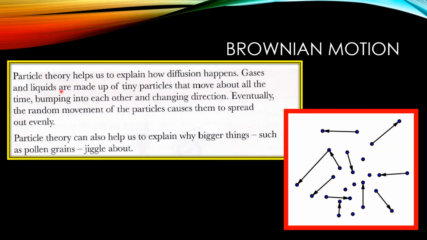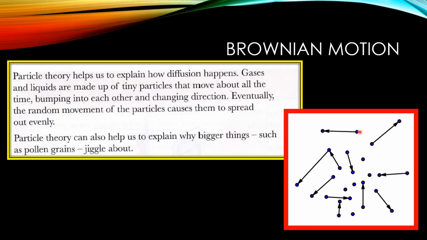Brownian motion. Particle theory helps us to explain how diffusion happens. Gases and liquids are made up of tiny particles that move about all the time, bumping into each other and changing direction. Eventually, the random movement of the particles causes them to spread out evenly. Particle theory can also help us to explain why bigger things such as pollen grains jiggle about. You can see they explain the diffusion through Brownian motion.